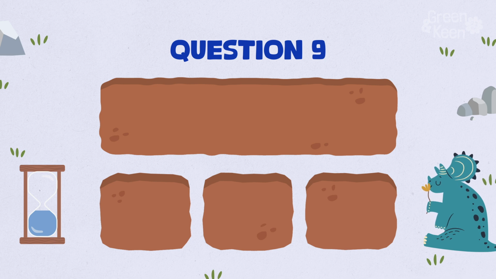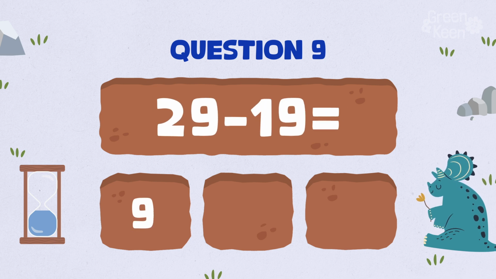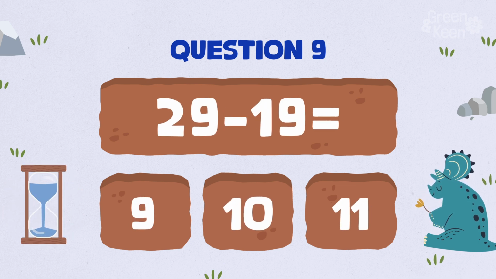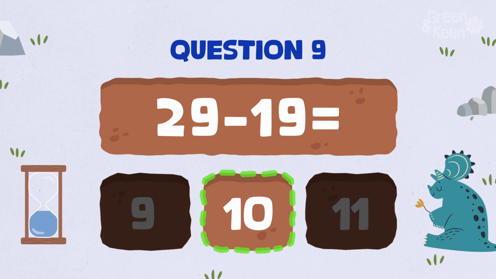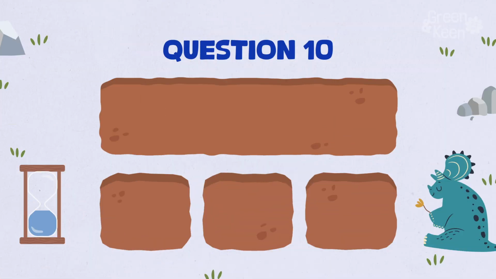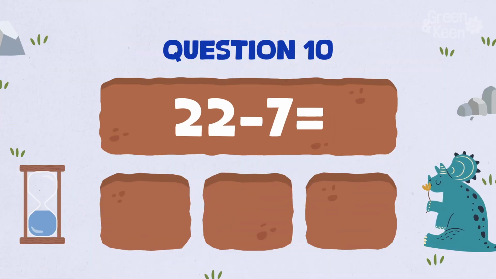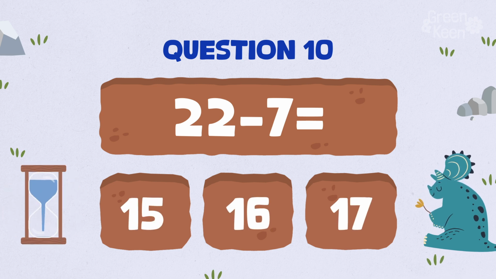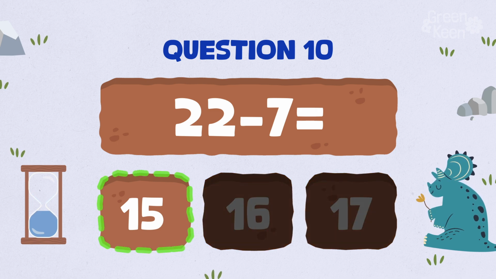Question number 9. 29 minus 19 equals... The answer is 10. Question number 10. 22 minus 7 equals... The answer is 15.